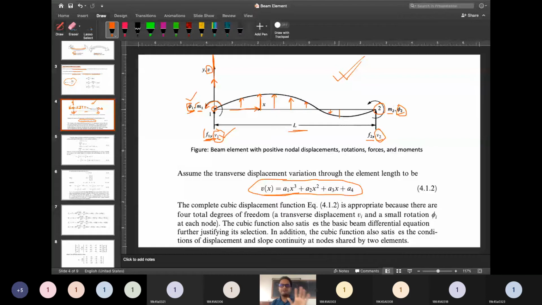Now, here we have 4 unknowns. That's why we have considered this polynomial equation with 4 unknowns. What are those unknowns? A1, A2, A3, and A4. Okay, so 4 unknowns, V1, phi1, V2, phi2. That's why we have taken a polynomial equation of 4 unknowns: A1 x cube plus A2 x square plus A3 x plus A4. Okay.